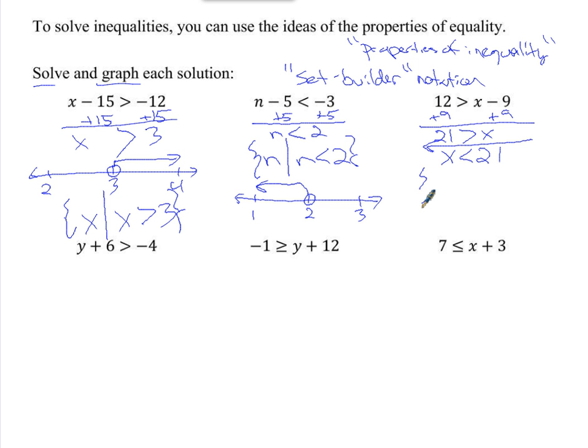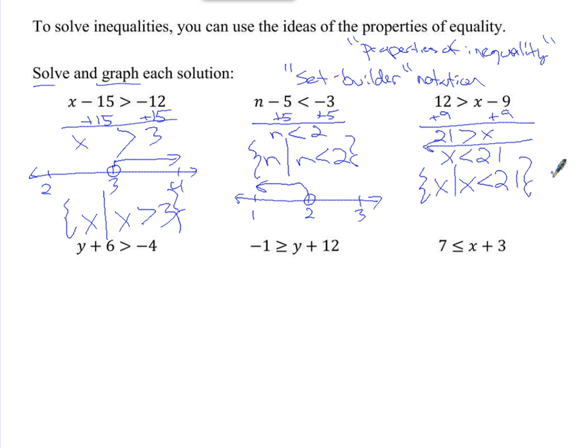Squiggly bracket. By the way, that's a brace, but I like calling it squiggly bracket. It's more fun. My variable x such that x is less than 21. Squiggly bracket. Okay, so that would be the set builder notation solution.